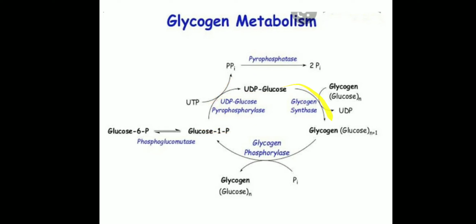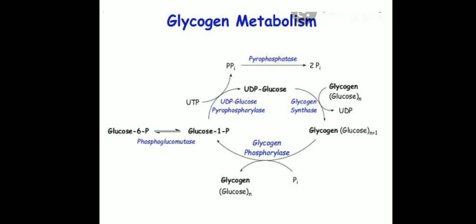UDP glucose then attaches the glucose molecules one by one to the glycogen primer, and this results in the chain elongation of the glycogen. So this is the whole reaction in which the glycogen is formed. Now when the glucose level in the blood falls down, this glycogen breaks down to release the glucose molecule again inside the blood through the process of glycogenolysis.